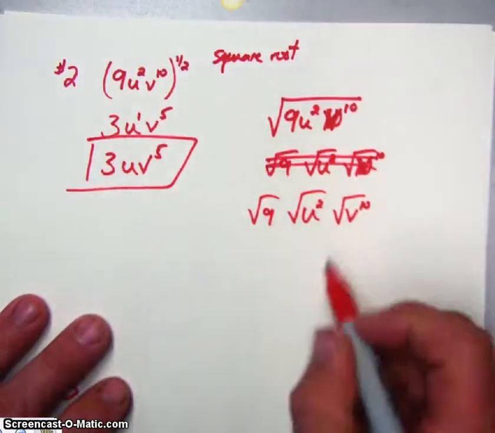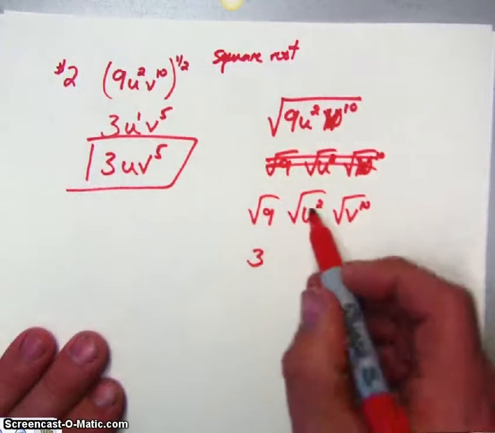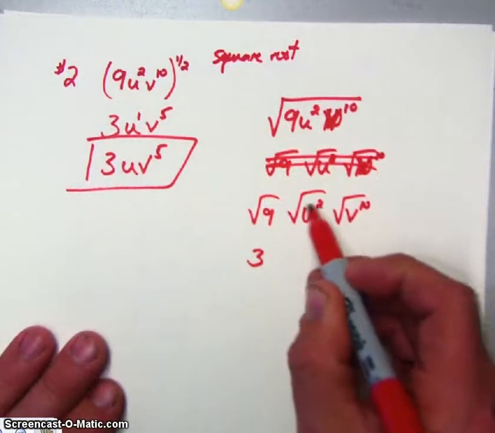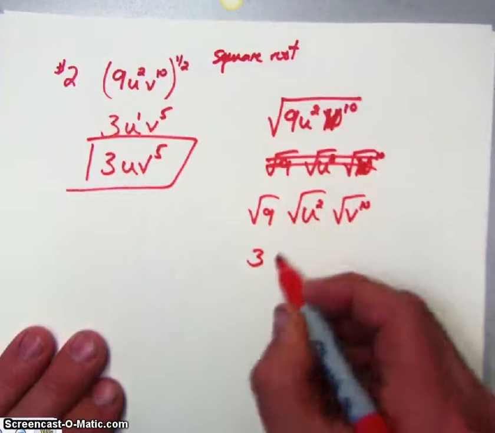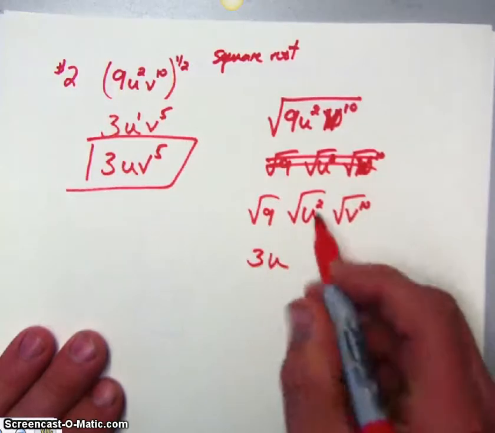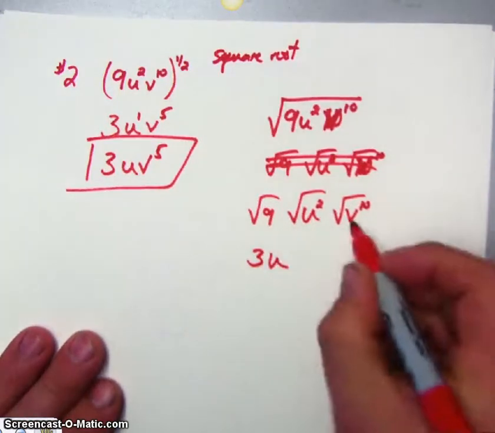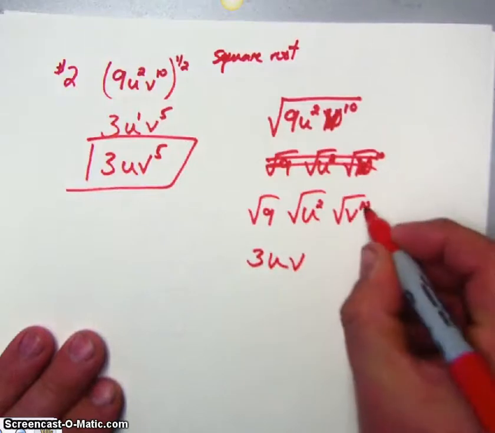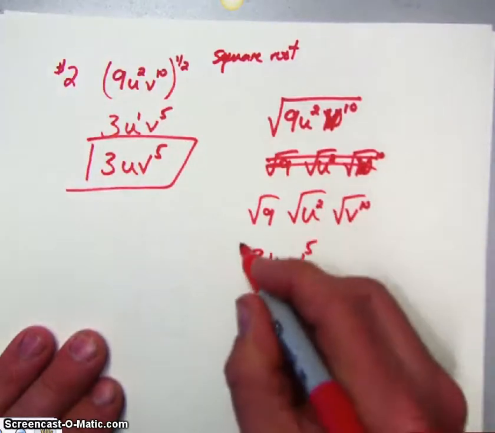Okay. So, square root of 9, 3 times 3, so it's 3. You take 2, divide by the index, in this case it's 2, so 2 divided by 2 is 1. Now you don't have to put the 1 there, it's understood to be there. And then v, 10, divided by the index, which is 2, which is 5.